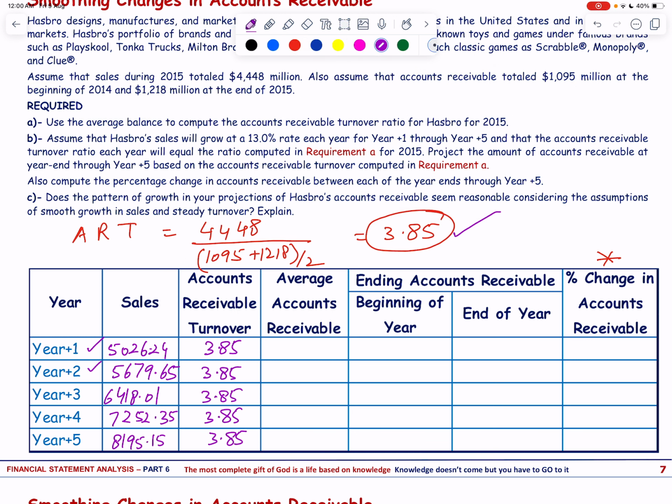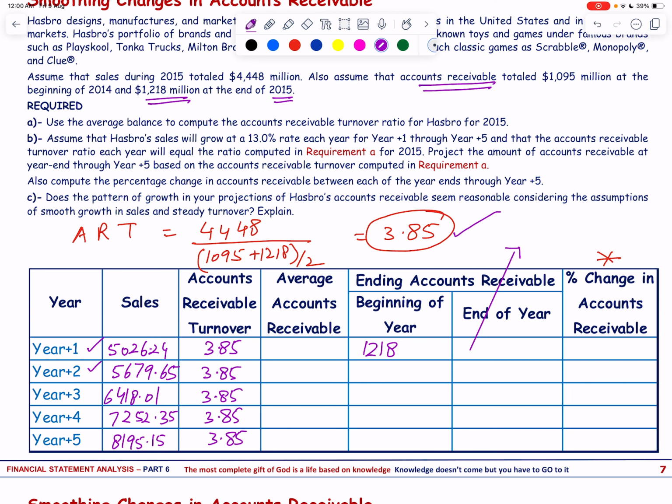Now, the accounts receivable at the end of 2015 is 1218. That means the same amount will be the beginning balance for the next year, that is 1218. And now we are going to calculate the accounts receivable at the end of the year. So let us calculate over here.